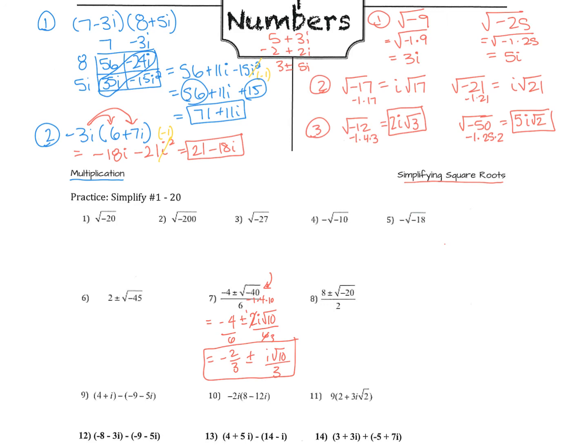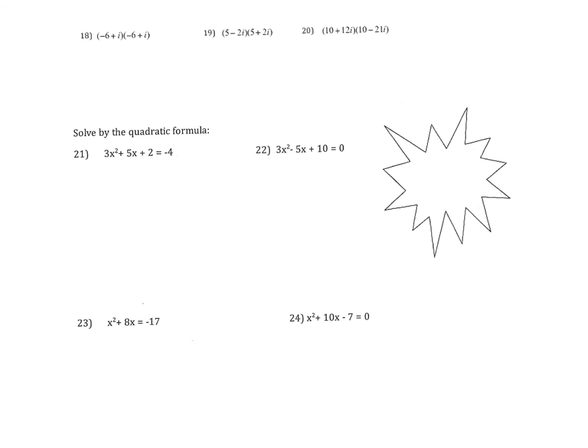So on the next page, page 11, we have some problems where we're going to use the quadratic formula. I want to remind you, you still have to get your equation equal to 0 before you find your a, b, and c. And we need to remember that the square root of negative 1 is i. I believe you're going to have a negative under the square root in 21, 22, and 23. So let's look at 22 together.